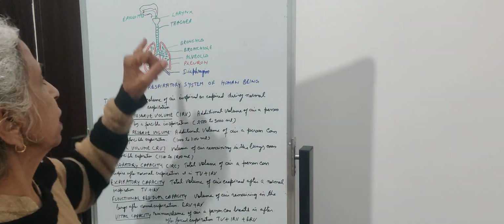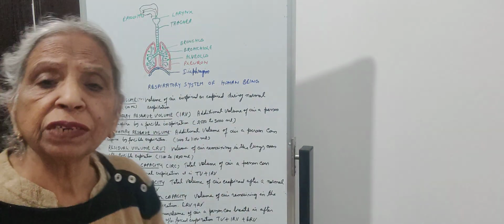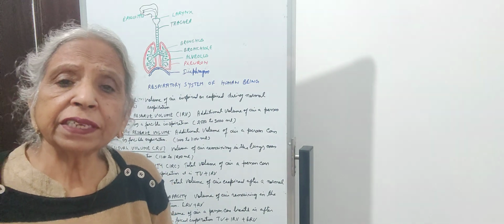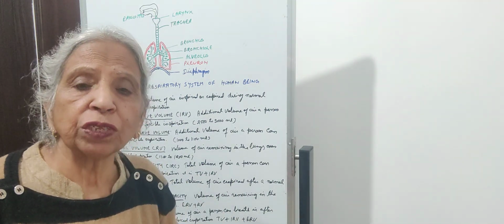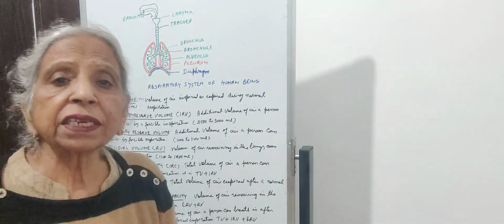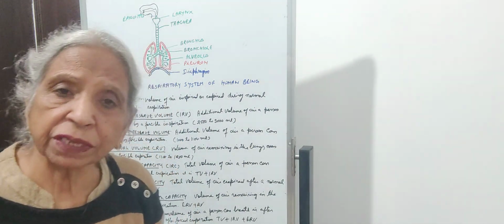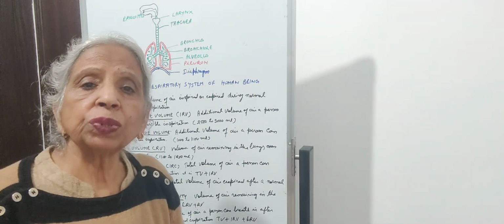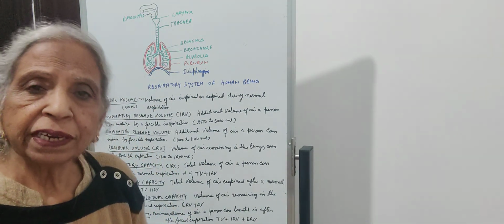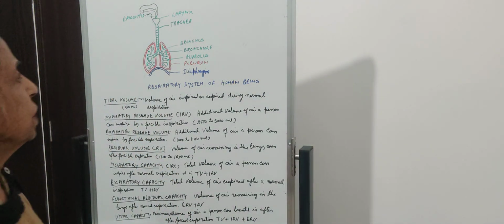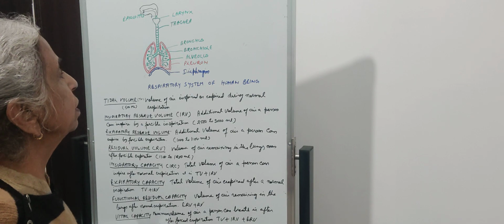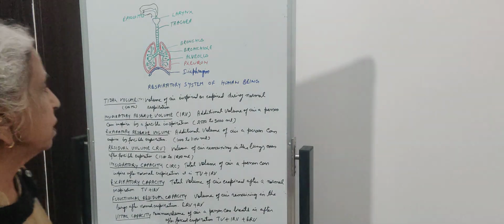It has an opening at the upper side, which is called the glottis. It has a flap-like structure upon the glottis, which is called the epiglottis. The glottis is covered by the epiglottis during food passage. When food passes through the pharynx, the glottis is covered by the epiglottis. So the pharynx leads into the trachea via the larynx.